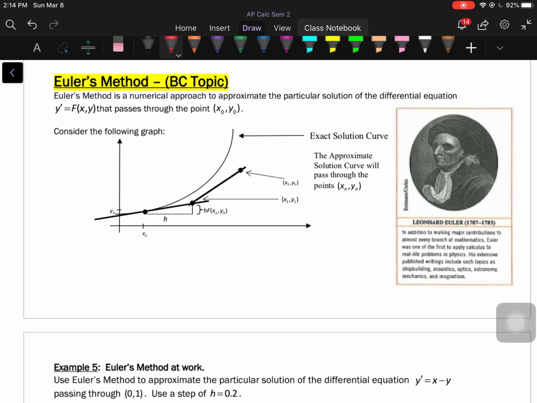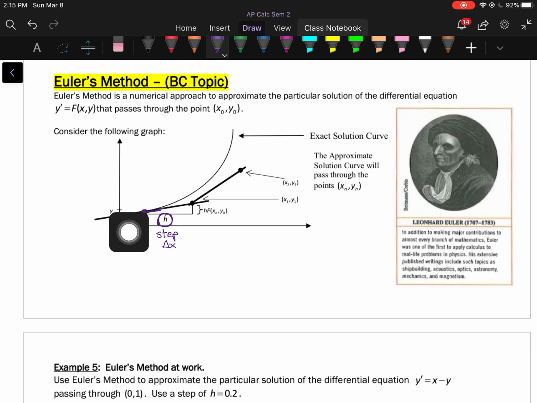All right, here's going to be a quick video on Euler's method. It's a BC topic, and I want to make sure we go over it. So, this is a general graph. It's a smooth curve, and Leonhard Euler, this mathematician, devised a way to approximate this curve by taking a point, finding the slope at that point, and then going a certain amount of x value. We're going to call that a step, or a difference in x.